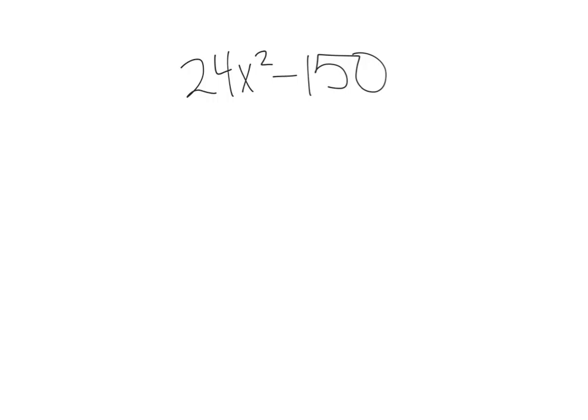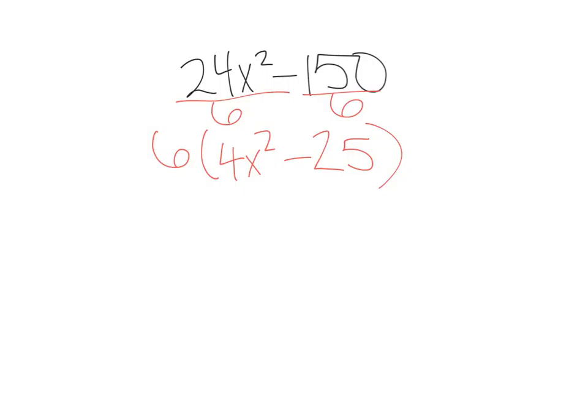What can I do on the next one? By 2? 3. 6? Oh yeah, 30. Okay, so if I divide it by 6, that's going to leave me with 4x squared minus 25. So then am I done?